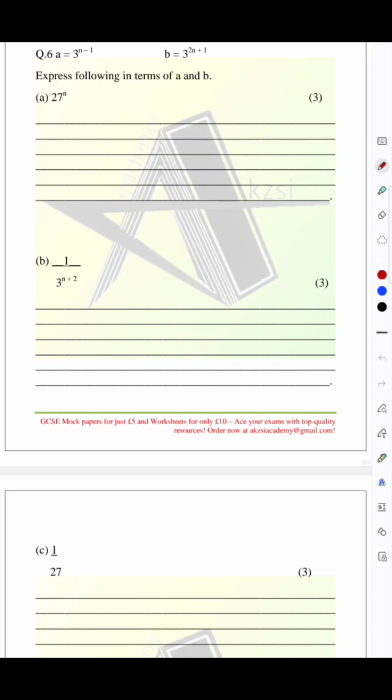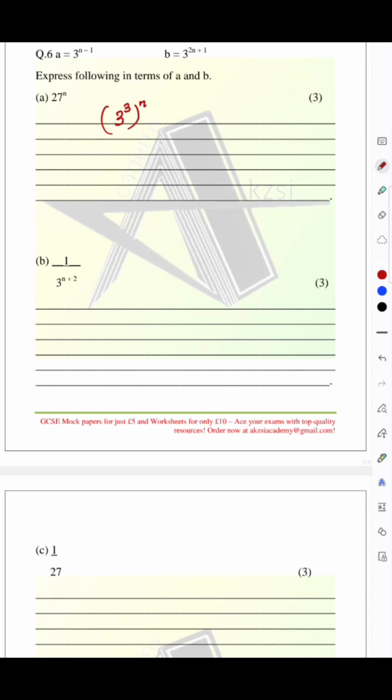So 27 to the power of n, let me simplify it a little bit. 27 can be written as 3 to the power of 3, so 3 to the power of 3, whole to the power of n. Now the question is why I did so. Because whether it's a or b, they both have the base number 3. This is the reason I tried to simplify it in the base of 3.